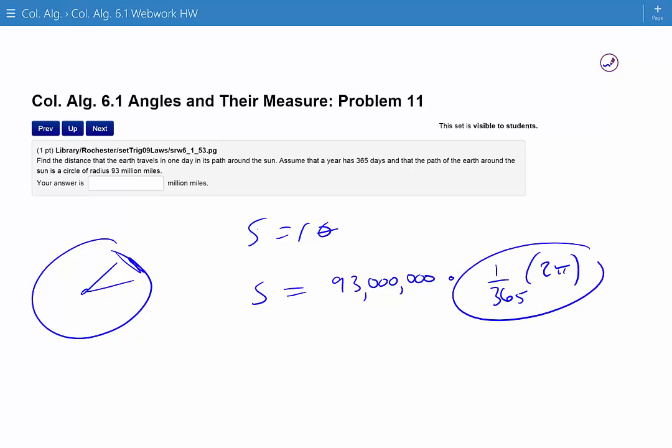That's important right there. You have to make sure you're in radians. If you do that, you get an arc length of about 1.6 million miles. So they want million miles right here, so make sure you move the decimal place back 6 to get 1.6 right there.